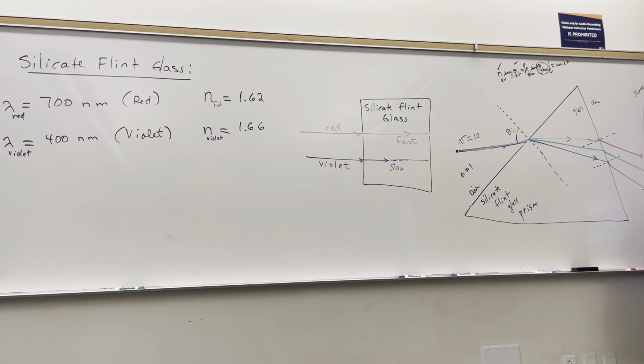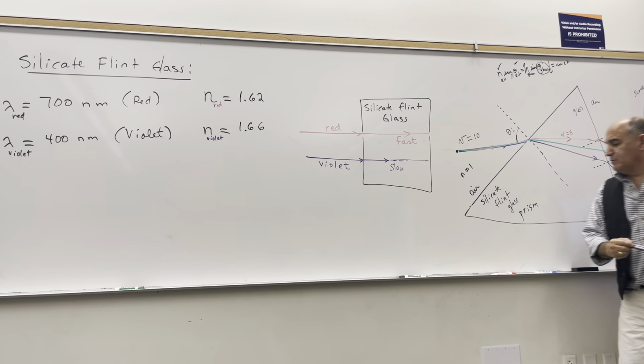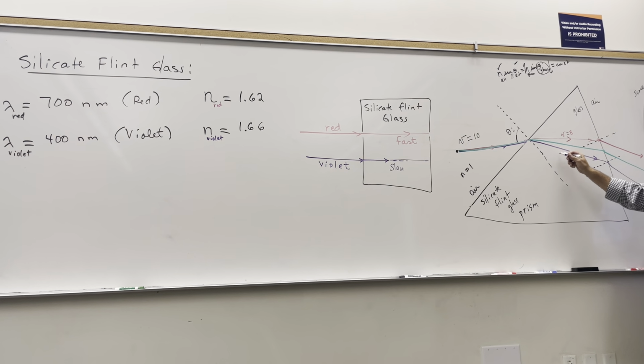What would you say? Is it faster or is it slower? Slower. So it would be a number less than 10. How about we pick 8? What would be the speed of the violet light in the glass? Like 7. Something even smaller, right?